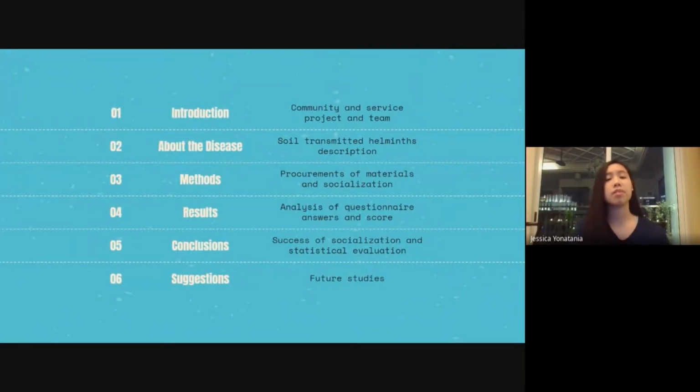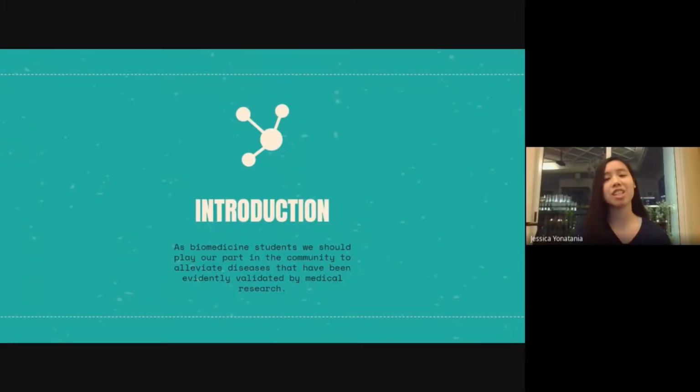So, for the table of contents, this report will be comprised of the introduction, which contains the community service project and team, and also a description about the disease, which is soil-transmitted helminths, and also the methods, which are the procurement of the materials and also the socialization, and then the results, which analyzes the questionnaire answers and also its score, and then the conclusion, which measures the success of socialization and statistical evaluation, and finally, suggestions for future studies. So now let's move on to the introduction.